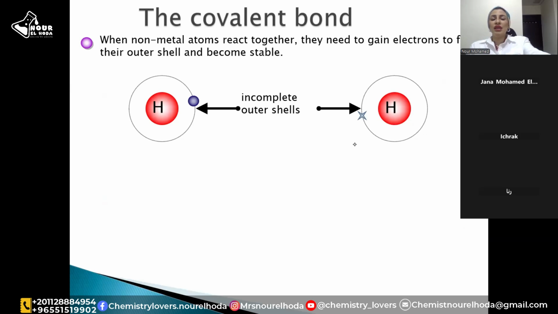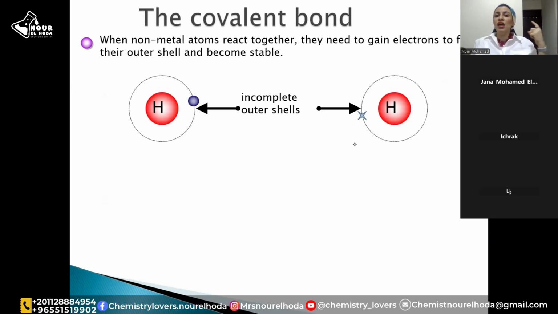So again, if I'm going to talk about non-metals, something like hydrogen as an example, what is the hydrogen going to do? Every hydrogen is having only one electron. Since the hydrogen is having only one electron, what does the hydrogen do? Every hydrogen wants to be stable. So is it going to gain or lose? It cannot gain, it cannot lose. So the only option is to share.